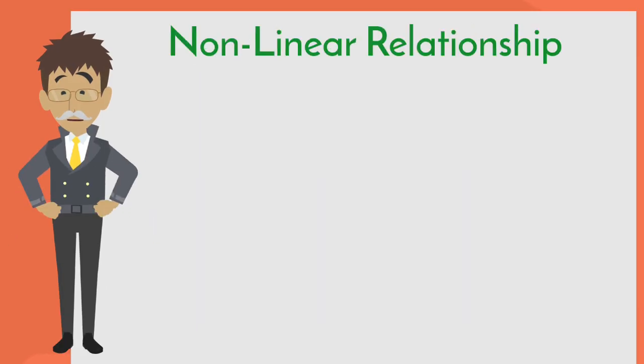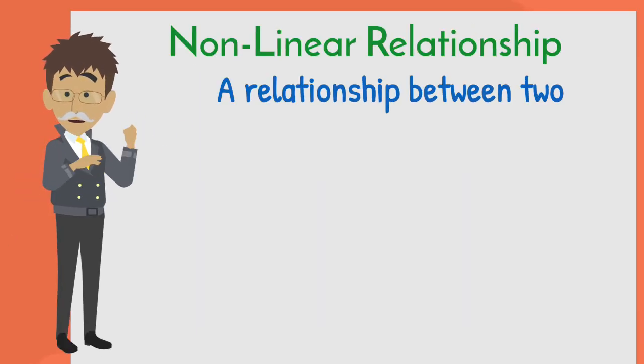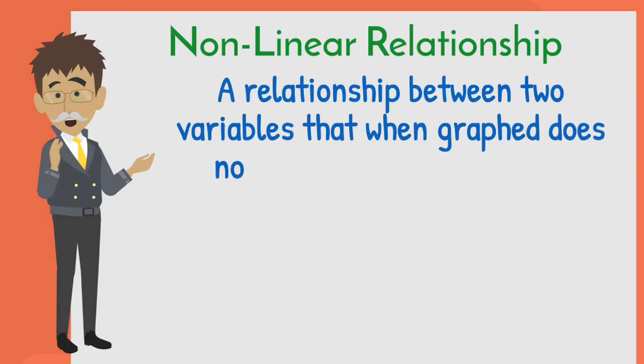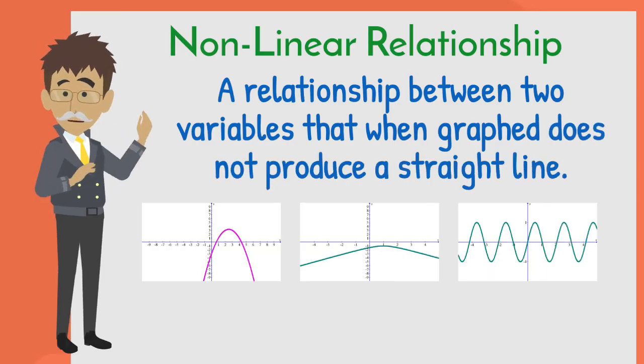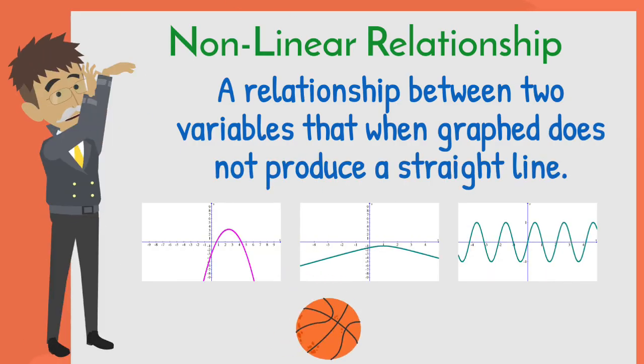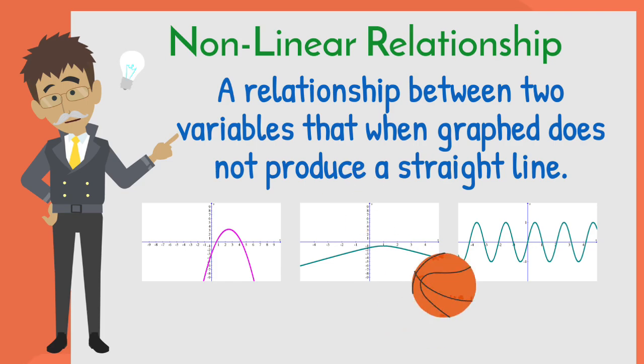Nonlinear relationship. A relationship between two variables that when graphed does not produce a straight line. For example, the height of a bouncing ball over time. It goes up and down.